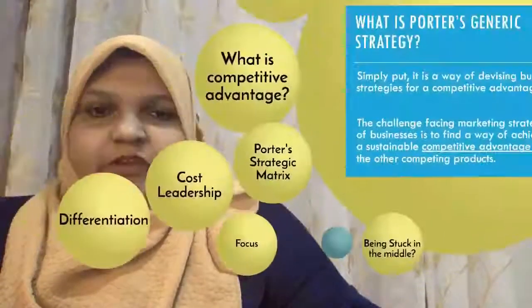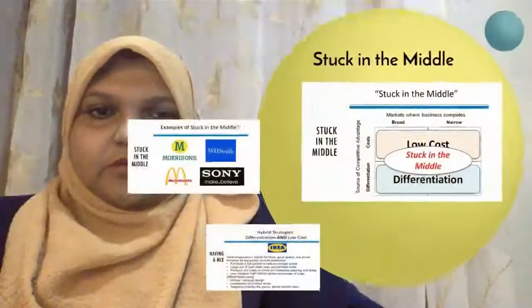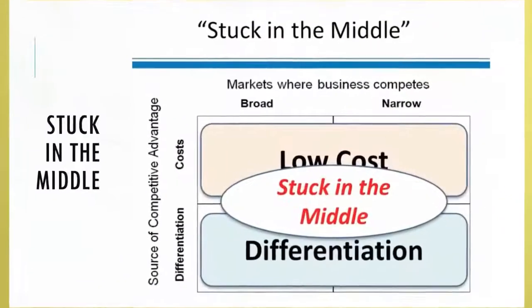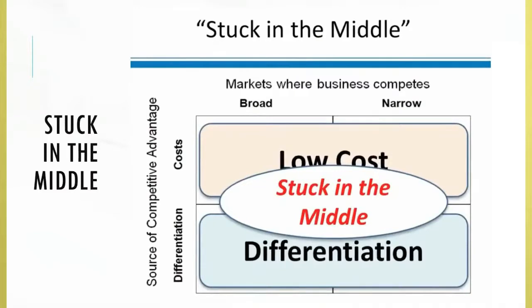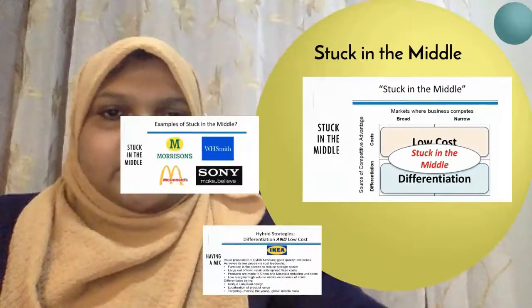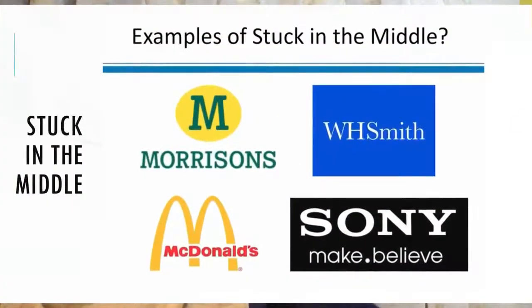Now let's have a look at when you are stuck in the middle. Being stuck in the middle means you are not low cost. At the same time, you are also not categorized as a differentiation. So this is what Porter referred to as stuck in the middle. Mostly when you are stuck in the middle, Porter believes that the company will not be successful because you are neither one of them, and you don't know exactly which needs to be done, and you cannot really charge a high price, you cannot really charge a low price.